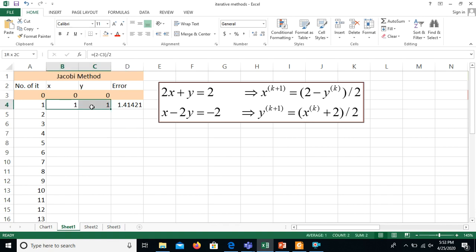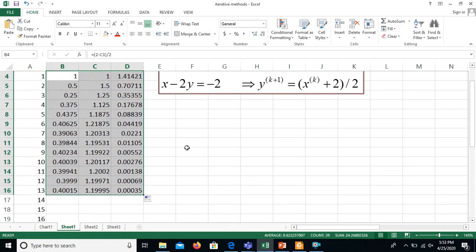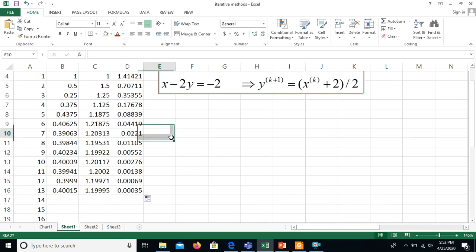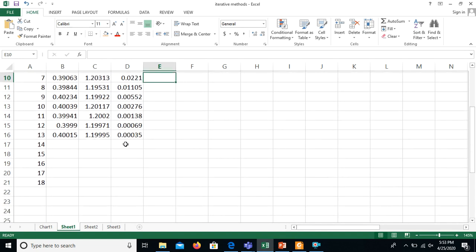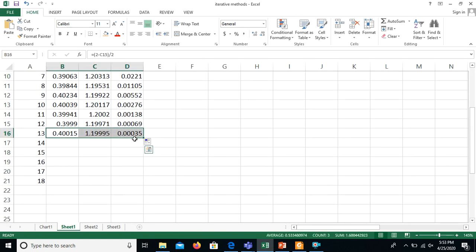In Microsoft Excel, I perform this calculation in repeated fashion like this: I select the cells in which the calculations that need to be repeated are performed, and then I left click and drag these calculations. They will be performed for many iterations. If we look at the error, we will find that the error is decreasing. We can perform some more calculations.